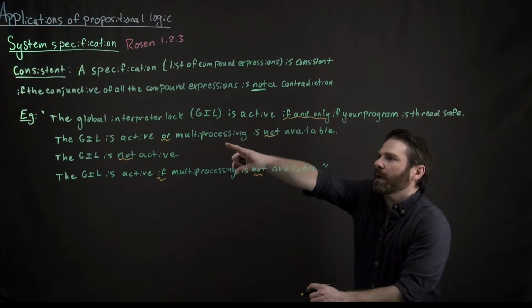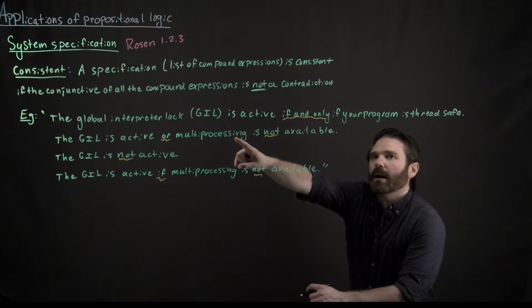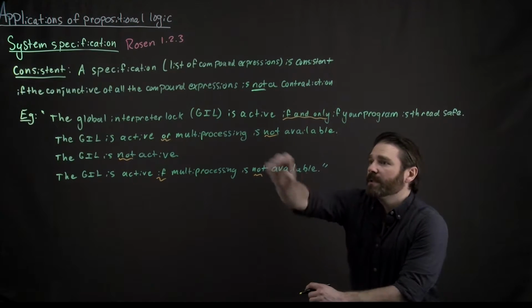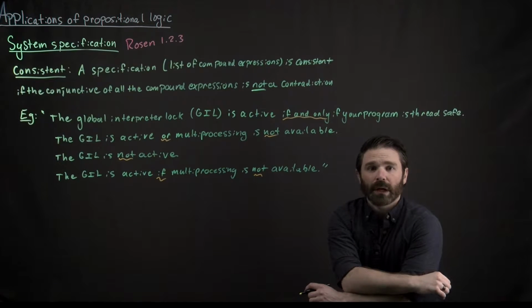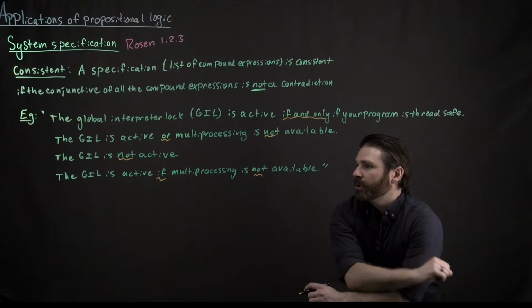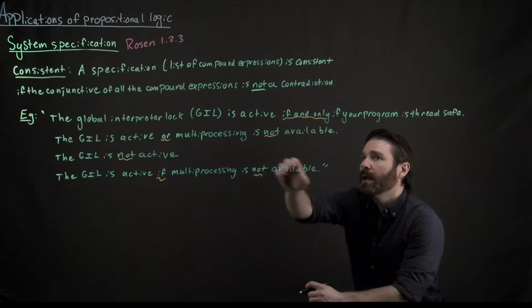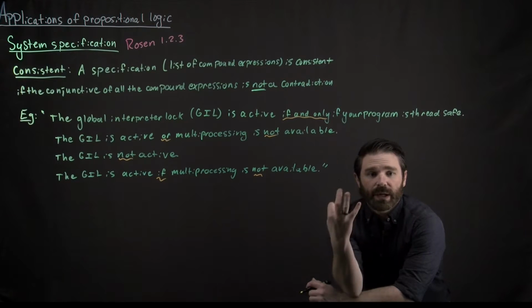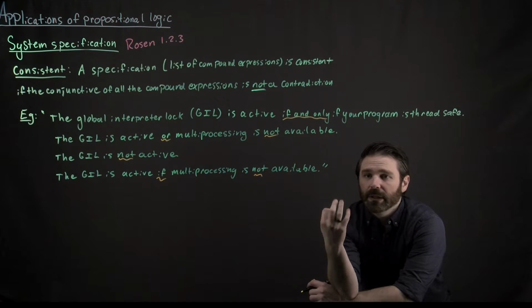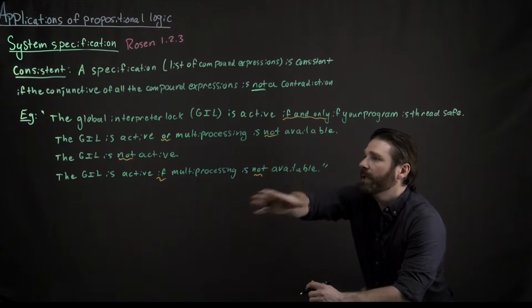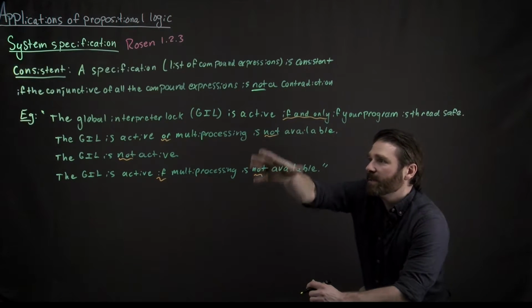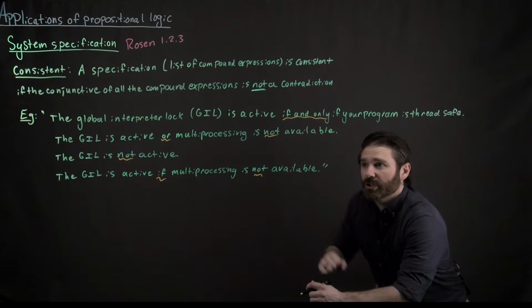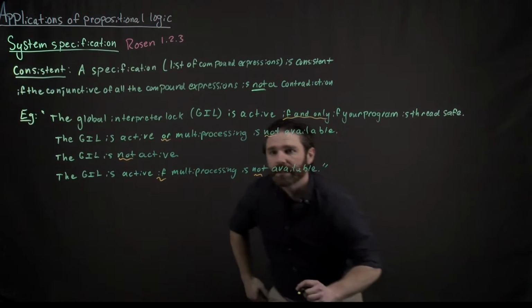So one should definitely be about the global interpreter lock. Another one should be about the program being thread safe. Another one is about multiprocessing being available or not available. Well, there's the global interpreter lock again, and multiprocessing shows up once again. So this suggests that we have 3 different logical variables that we could use to translate this specification into a logical expression or a list of logical expressions. So let's go ahead and do that.